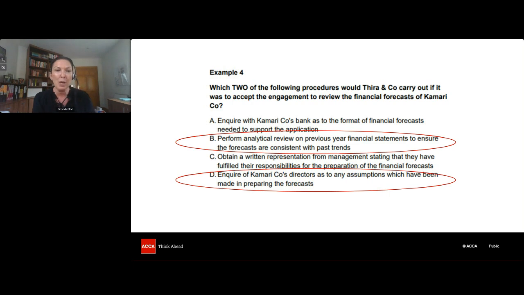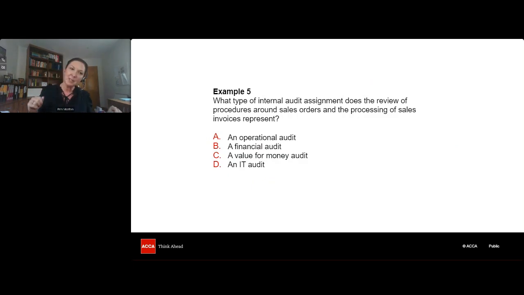Okay, well done. Last one. This one was looking at the internal audit assignment itself. So looking at the review that we were asked to do for internal audit, they said, look, what type of internal audit assignment does the review of procedures around sales orders and the processing of invoices represent? Is it an operational audit? Is it a financial audit? Is it a value for money audit? Or is it an IT audit? Okay, which one would you choose?